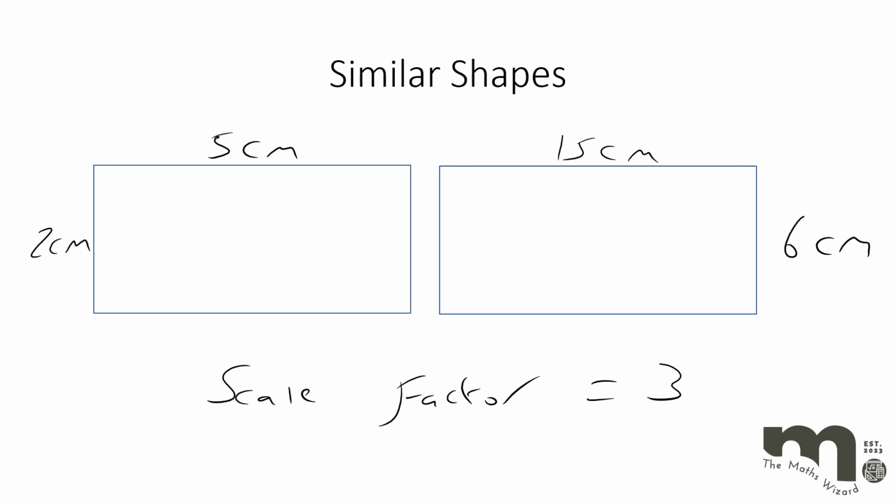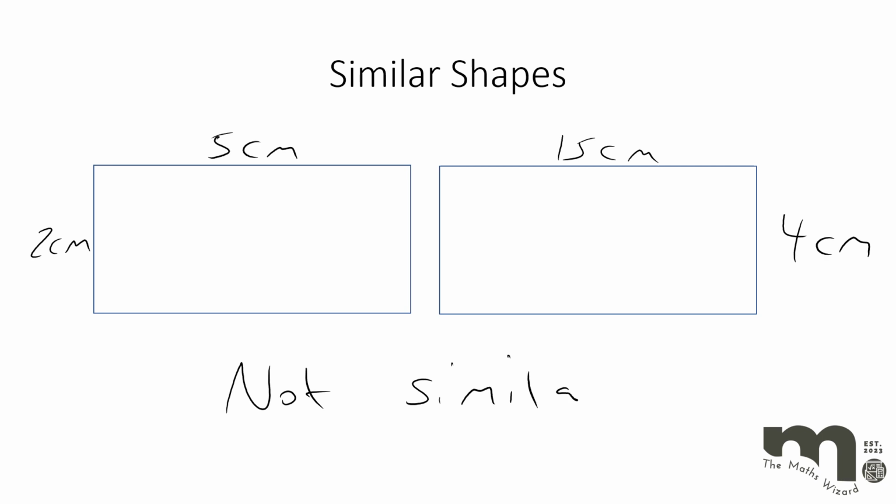But let's say this was still 4. These two shapes would not be similar, because there's not the same scale factor on each side. Your top side is 3 times bigger, but your left and right hand sides are only twice as big. So these two shapes would not be similar. Remember, when you've got shapes that aren't regular, where there are different side lengths, it's not always the case that these shapes are similar. So bear that in mind.